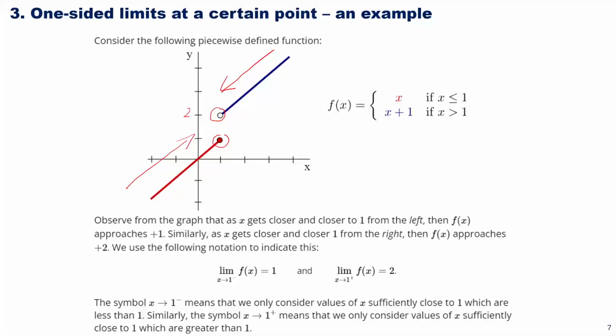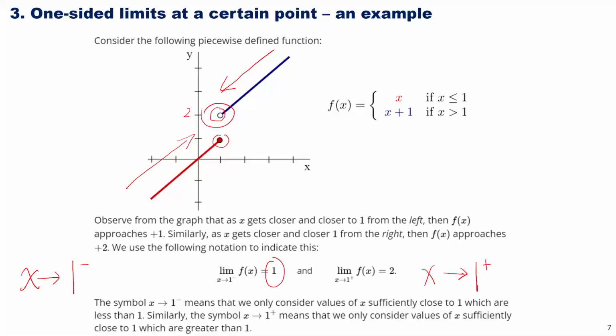So we use the following notation to indicate this difference. First, the limit of f(x) as x approaches 1 from the negative side. So we write it like this. This means x approaches 1 from the left side. So apparently that equals 1, right? And on the other hand, when x approaches 1 from the positive side, the limit of f(x) equals 2, which is this point.